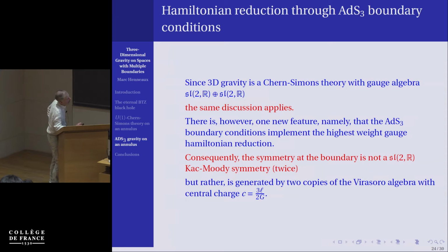Instead of having the SL2R Kac-Moody symmetry twice, we will get two copies of the Virasoro algebra. I mean, we have SL2R cross SL2R, but then we have also two boundaries. So with a single SL2R, you get it twice, but since you have two SL2Rs, you get really four Virasoro algebras.